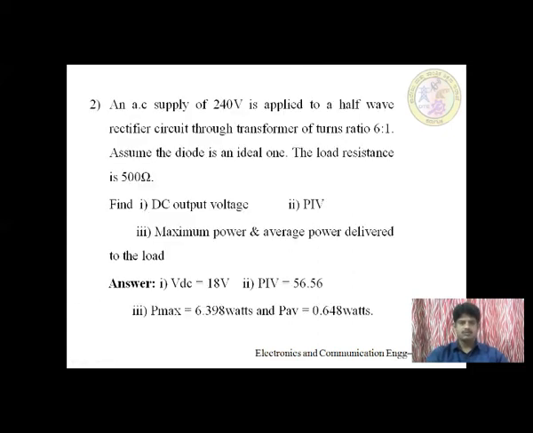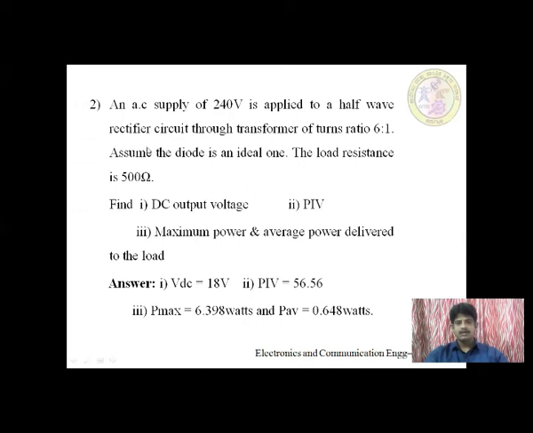Next, move to one more problem to solve. An AC supply of 240 volt is applied to a half wave rectifier circuit through a transformer of turns ratio 6:1. Assume the diode is an ideal one. The load resistance is 500 ohm. So you have to find the DC output voltage, that's VDC, PIV, maximum power, and average power delivered. So in this question also, they have given the primary voltage to the transformer.